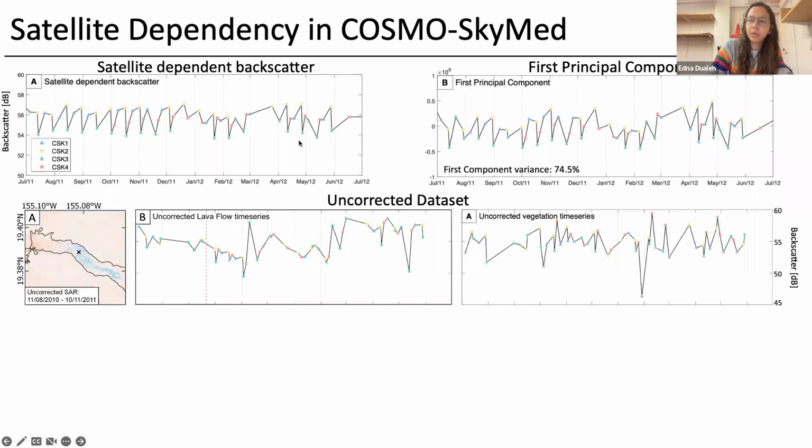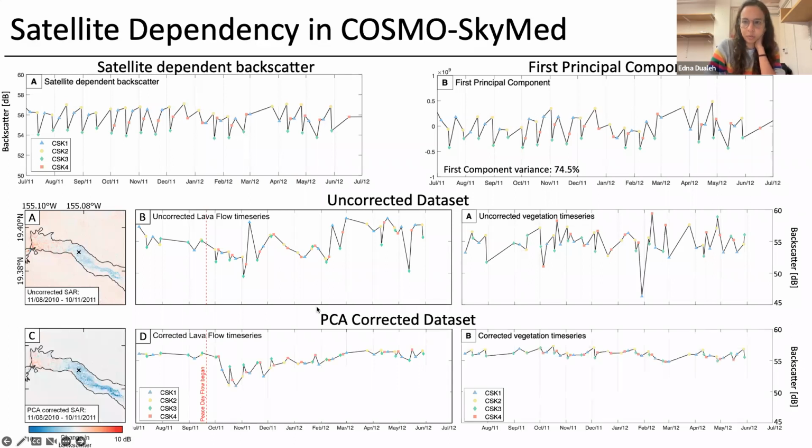Before I show you how it looks after we apply the correction, this is a single pixel time series over the lava flow and one over vegetation, before any correction. We can see that the time series are very noisy. If we remove this first principal component from our data set and replot those pixels, we can now see the emplacement of the lava flow is much clearer, and you can even see the recovery afterwards, as well as the pixel over the vegetation being stable, as we'd expect it to be.